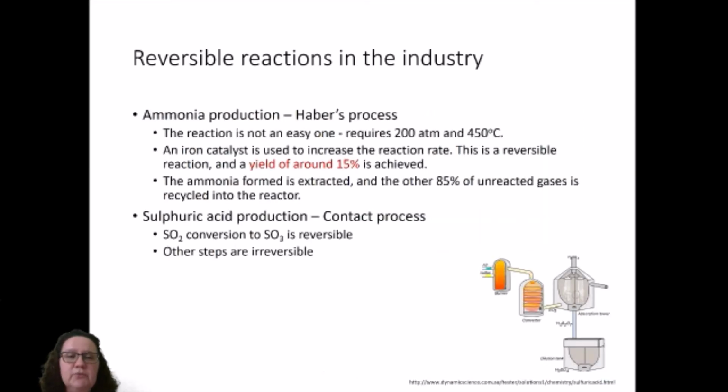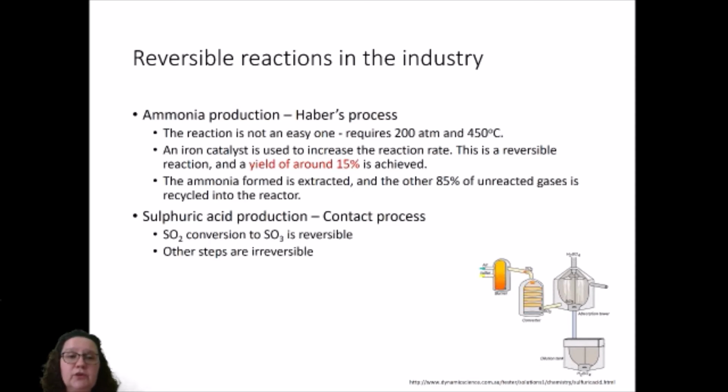And many reversible reactions are very useful. For example, in industry, the Haber process to produce ammonia from nitrogen and hydrogen is a chemical equilibrium. It's a reversible reaction, and it's a difficult reaction. It requires a very high pressure and a high temperature. It uses a catalyst, and even with all that, the yield of that reaction is only around 15%.